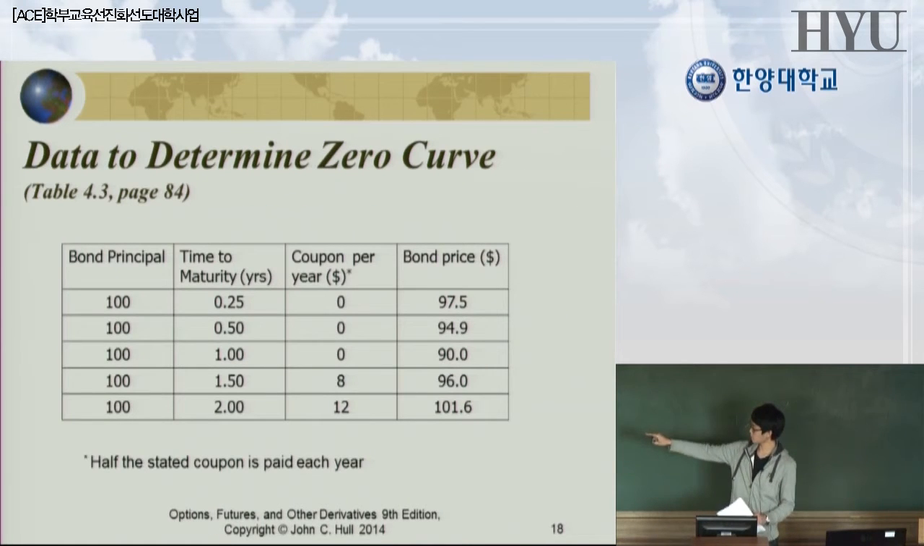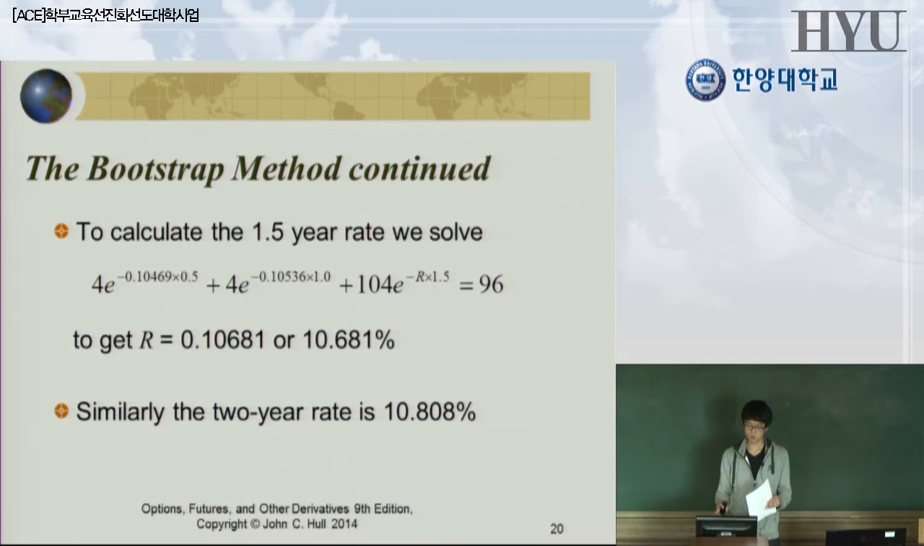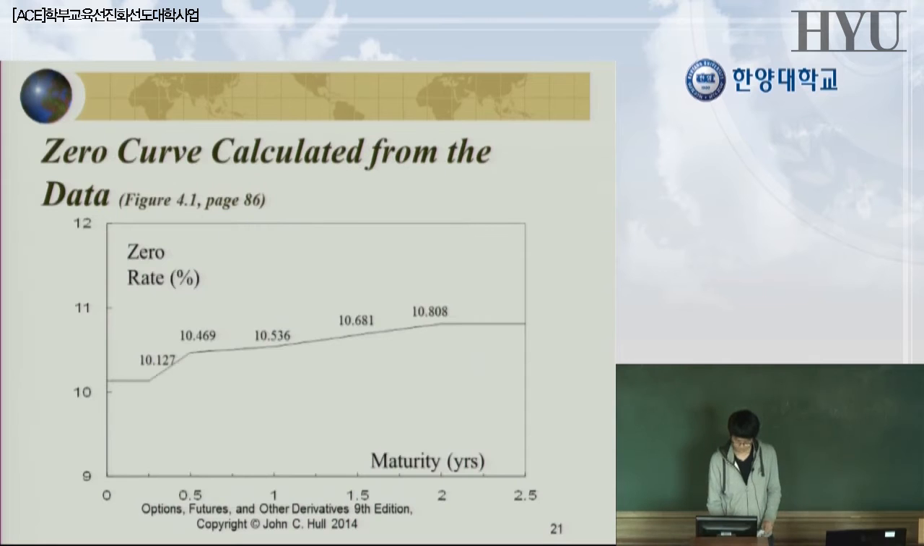The fourth and fifth ones are more complicated because there are some cash flows before the maturity. But the concept is that we have to discount all cash flows, including coupons, by the zero rates. So this graph shows the zero rates depending on maturity.